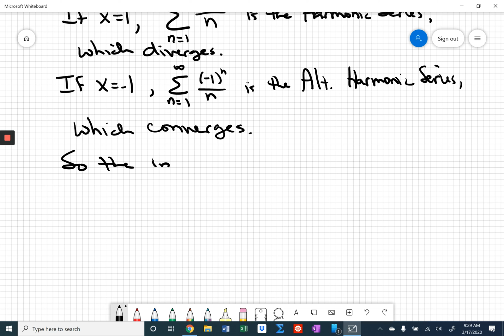So the interval of convergence is, okay, so it converged at -1, it diverged at +1. Whoops, I got it backwards. Converged at -1 and diverged at 1. So it's the half closed, half open interval, [-1, 1).